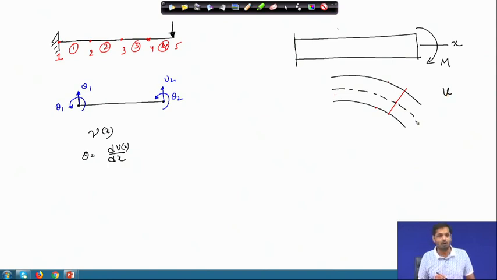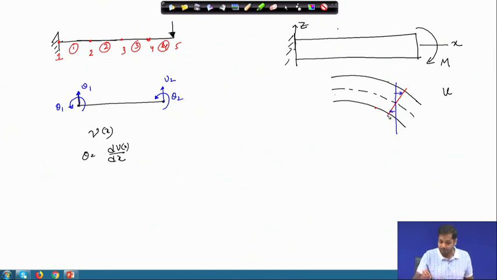At the neutral axis your longitudinal displacement is 0, but if you move away from the neutral axis, suppose this is z, across the cross section, this is the z axis. Along the neutral axis this longitudinal displacement will be 0, but if you move away from the neutral axis, this is the longitudinal displacement.